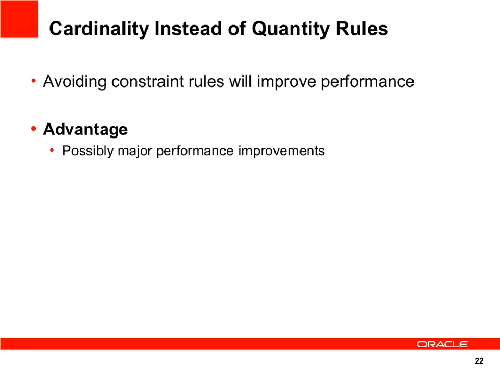Next one is a very easy one: cardinality instead of quantity rules. You should always replace all your quantity rules by cardinality definitions. It's much easier, it's better for performance, and in the best case, let's say you have only 1 or 2 rules with quantities, you can simply remove all the rules and replace them by cardinality definitions, which means that you can avoid using the dialog engine at all. So it can have a major performance improvement.